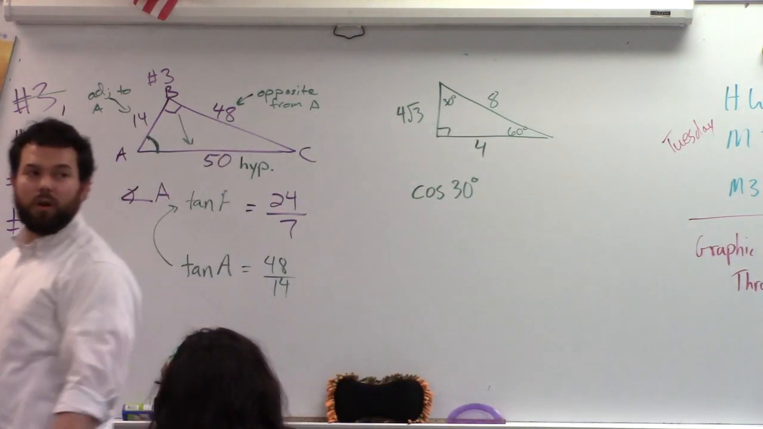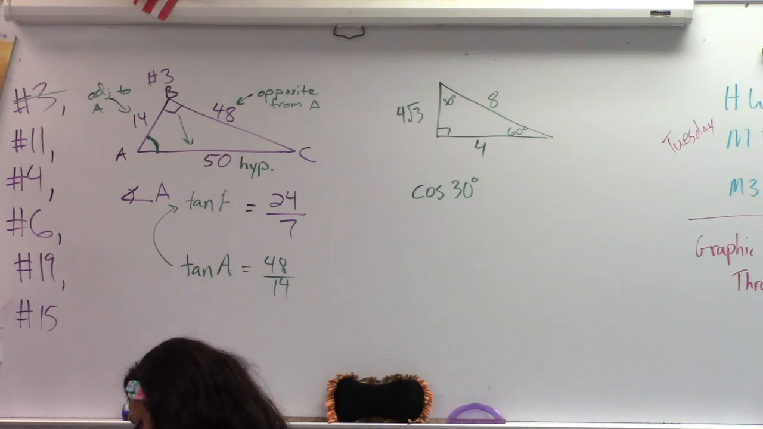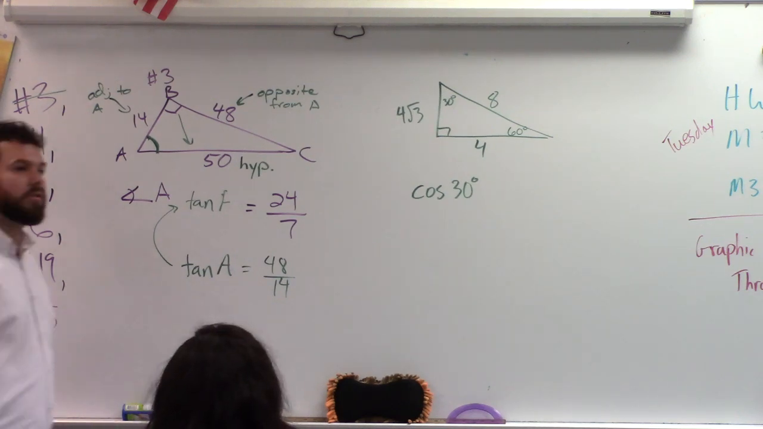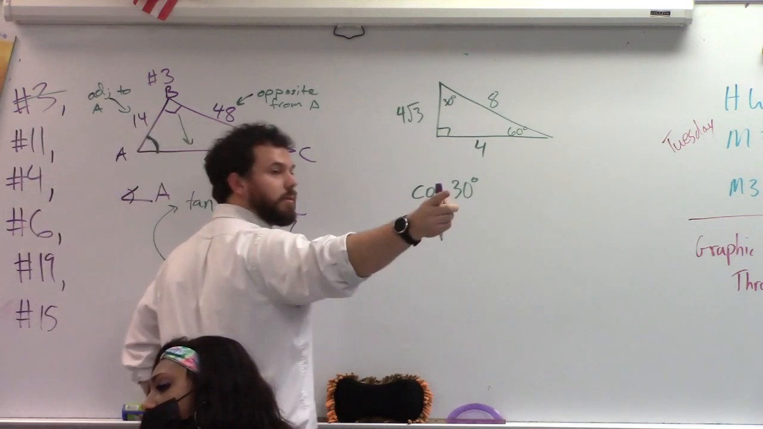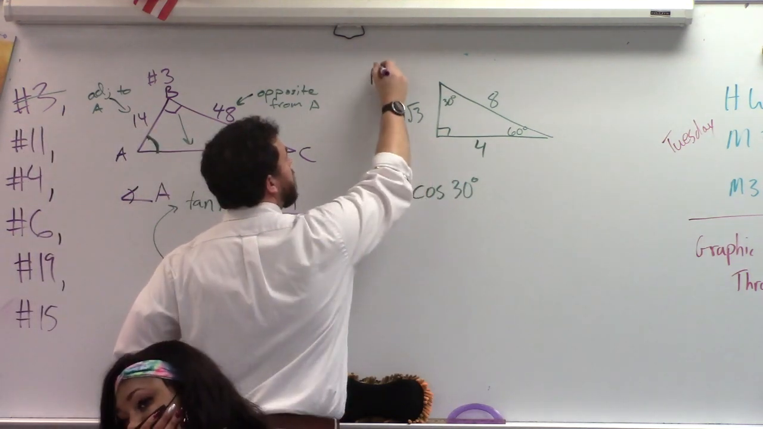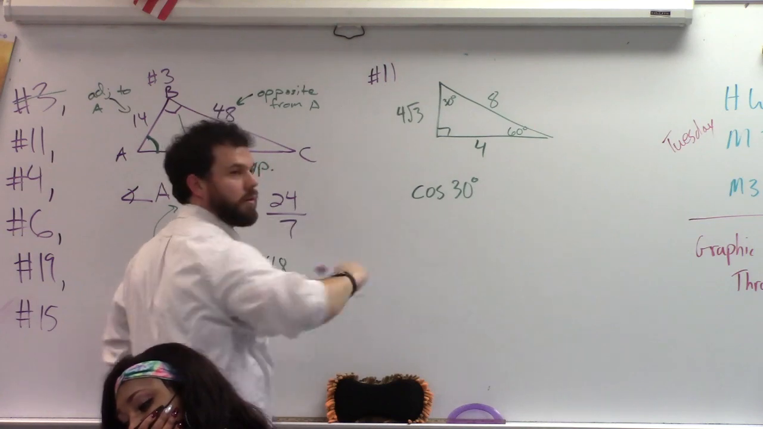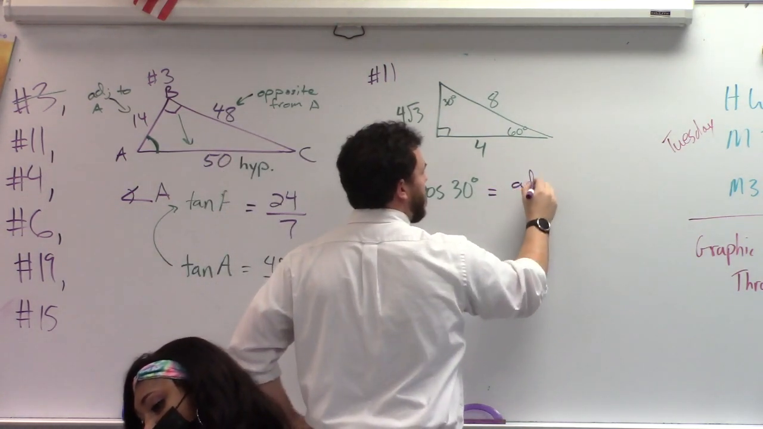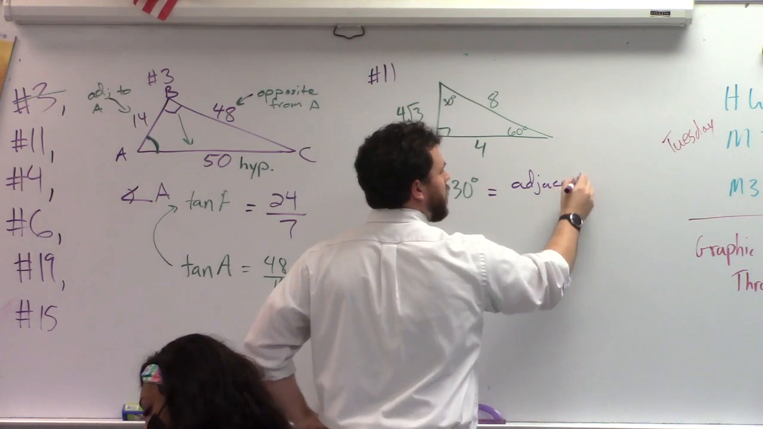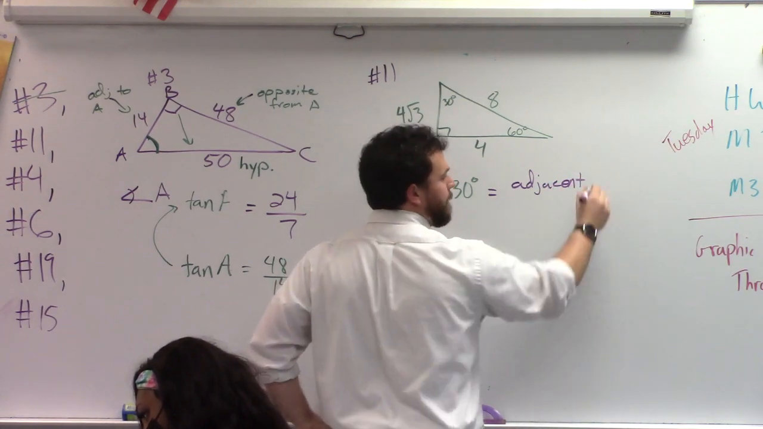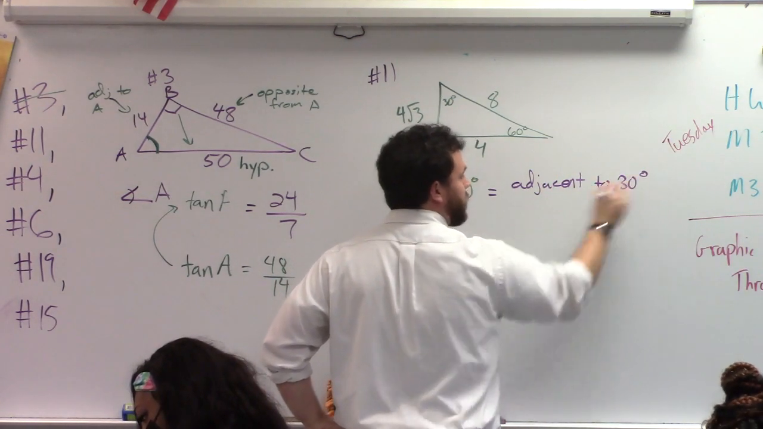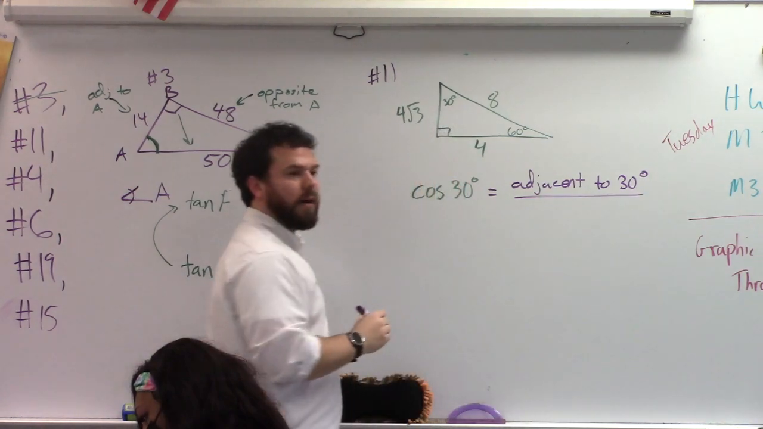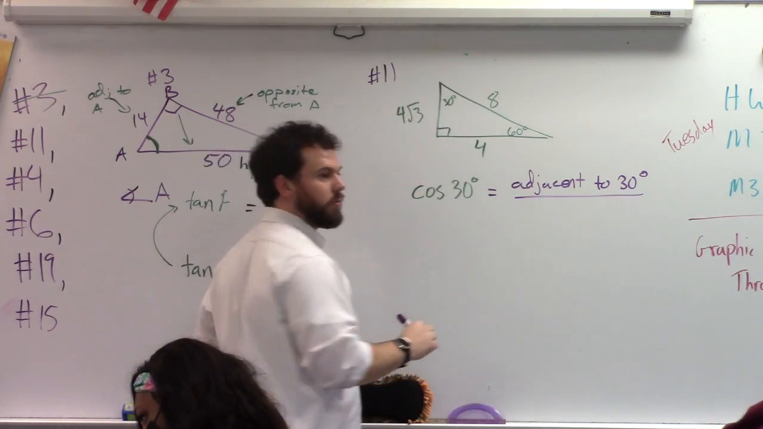Brandon, what do we need to write down first for the cosine of 30 degrees? Adjacent side, what's it called? So the adjacent side? Adjacent to what? To 30 degrees, right? It's always in reference to that angle, divided by the hypotenuse.